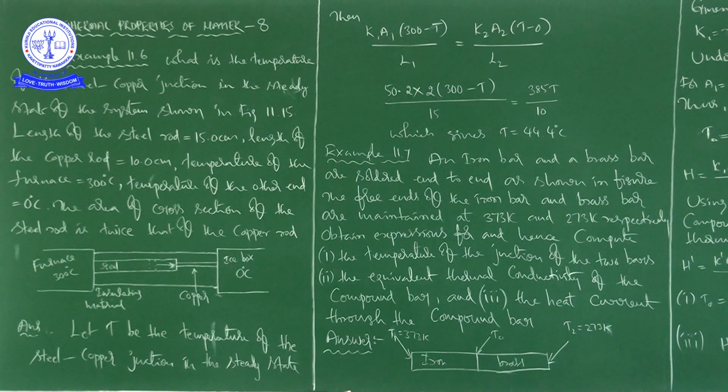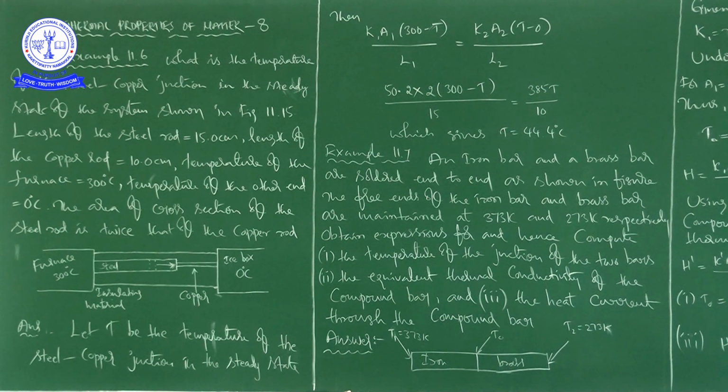So in place of A1 you can write 2A2. A2 will get cancelled mathematically, and finally here we are getting 2 into (300 minus T) divided by L1. L1 is 15 given, that is 15 centimeters. So you can take it directly because cancellation will be there, no? This side also we have an equation, this side also we have an equation. That's why we need not bother about the units.